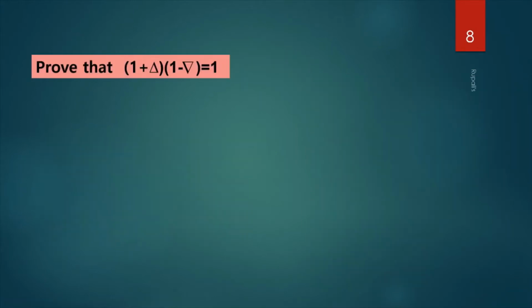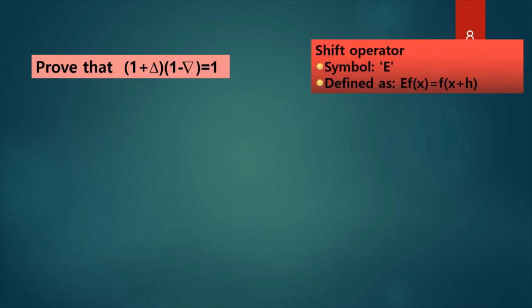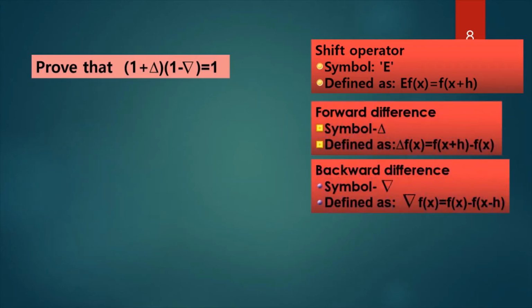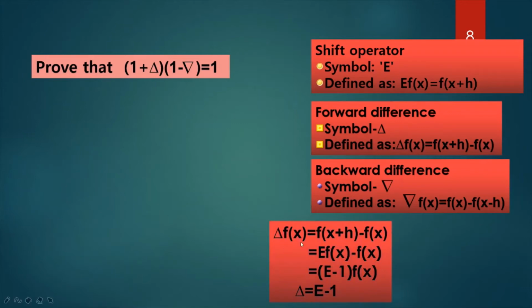Our next problem is prove that 1 minus delta into 1 minus nabla equals 1. So we already learned about the shift operator, the forward difference operator, and the backward difference operator. So these are the hints. And another two hints are, delta fx equals fx plus h minus fx. Fx plus h means it is Efx. So it is E minus 1 fx, so delta equals E minus 1. We already proved it in our previous problem.